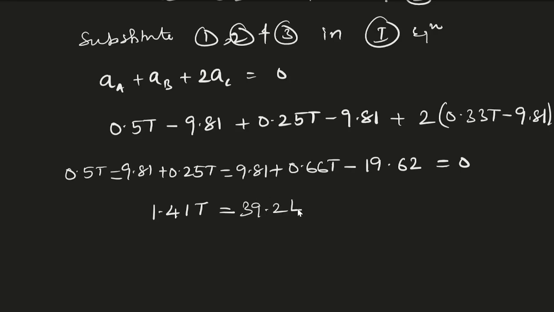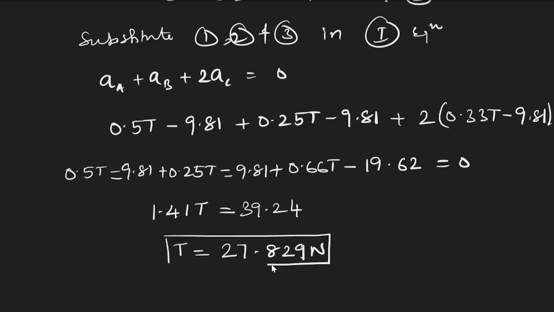This gives me 39.24. Now we have to find the tension. Just divide 39.24 by 1.41. It gives me the value 27.828, or 27.829, so I'm taking it as 27.829 Newton. This is the tension in each of the three strings.